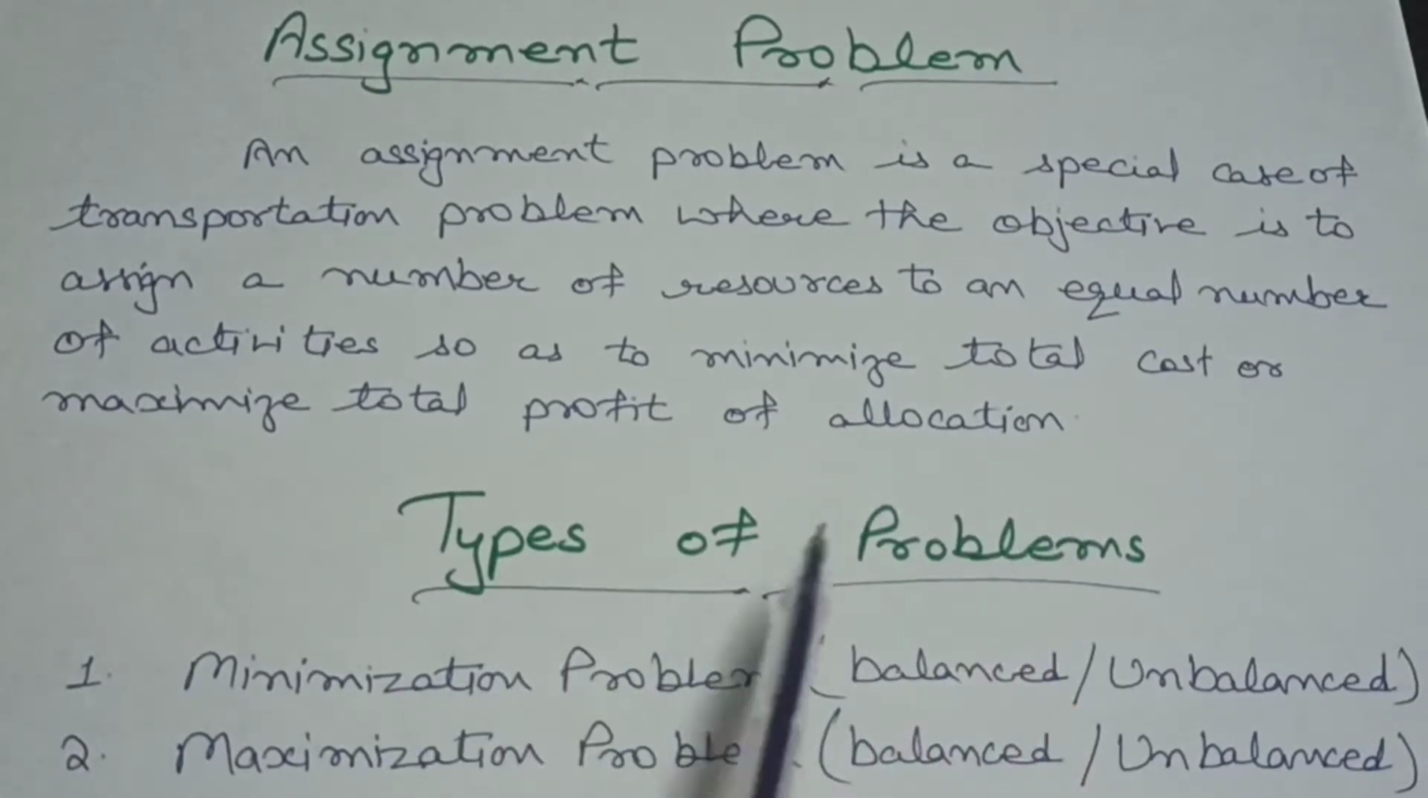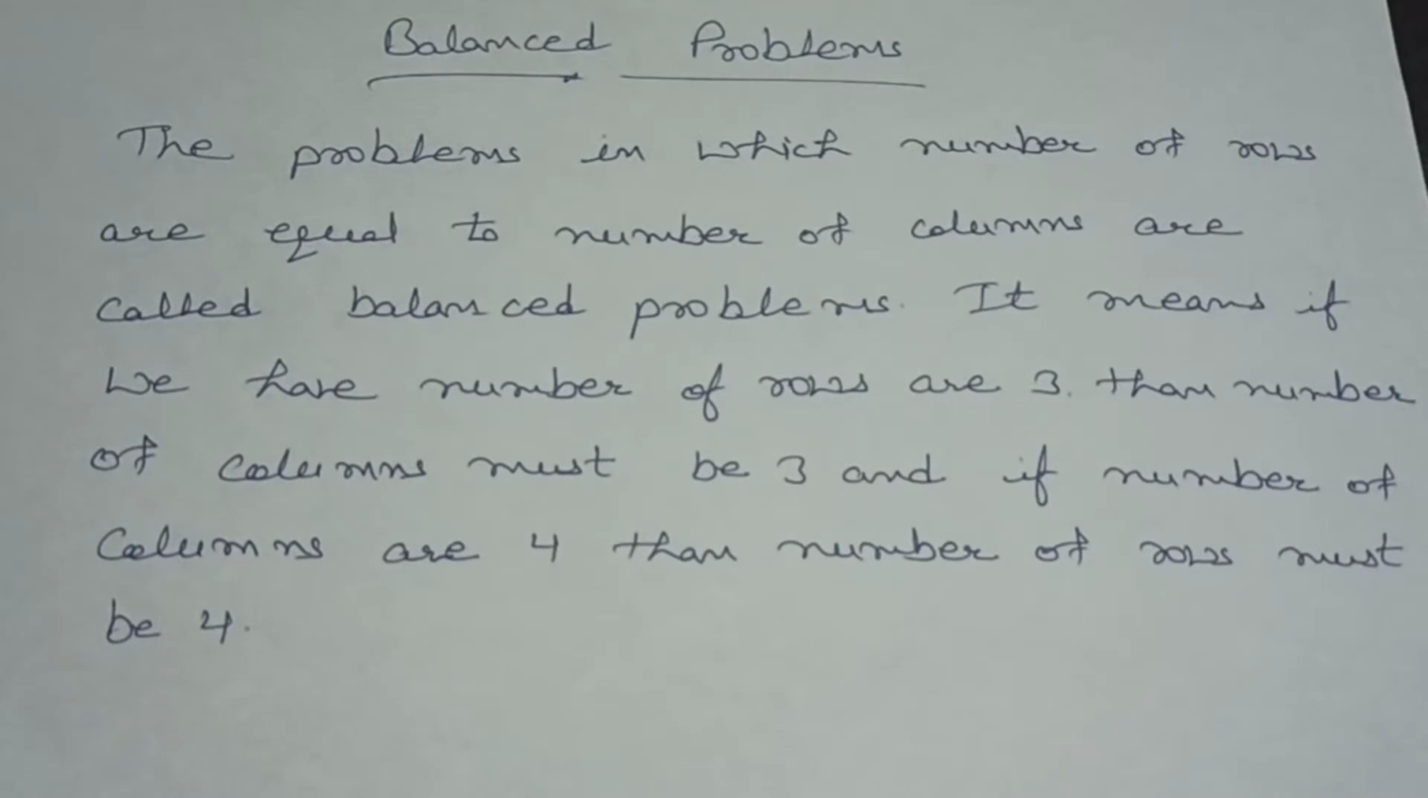So we have two types of problem. First, minimization problem, which can be balanced or unbalanced. Second, maximization problem, which can be balanced or unbalanced. First of all, I will tell you what is the balanced problem.